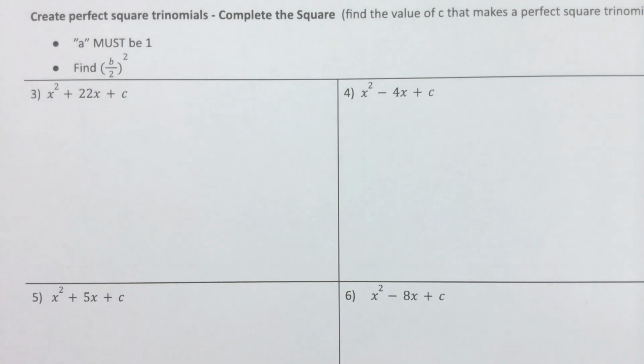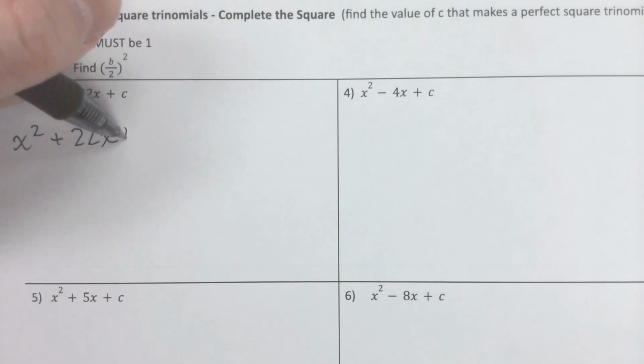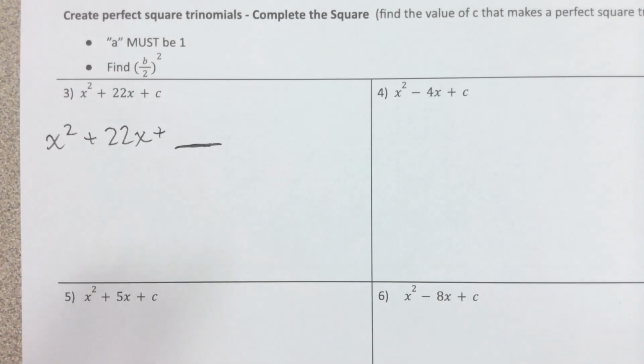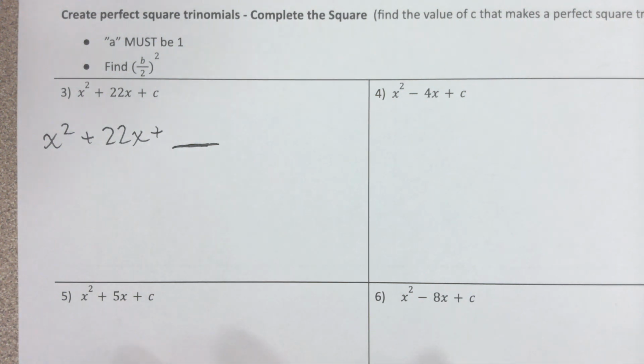So how we do this, we have x squared plus 22x plus a mystery number. We're going to figure out that mystery number using a little formula. It's right above here, b over 2 squared.